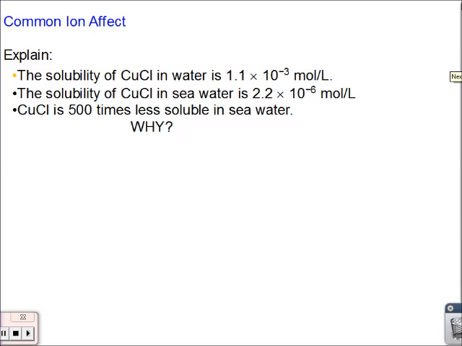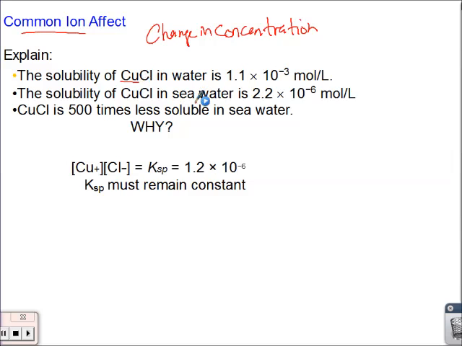The last thing I'll talk about is something called the common ion effect. This is essentially change in the concentration. So we had an example problem in class when we were talking about solubility, where we had copper chloride in water and copper chloride in seawater. And we said solubility differed. In regular water, it was 1 times 10 to the negative third, and in seawater, it was 2.2 times 10 to the negative 6. It was much less soluble in seawater.